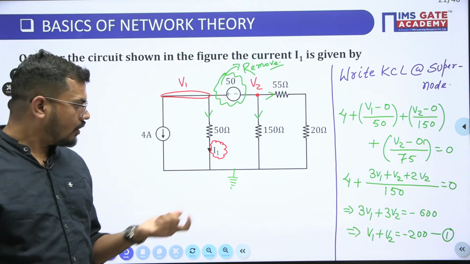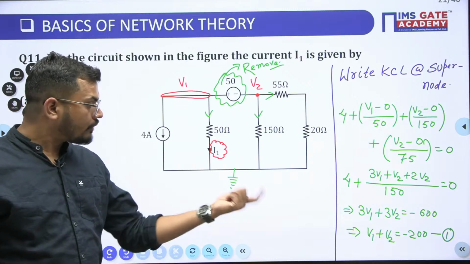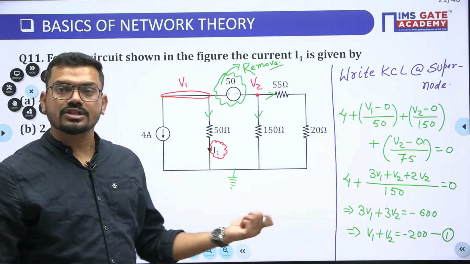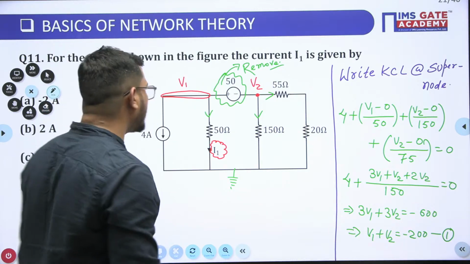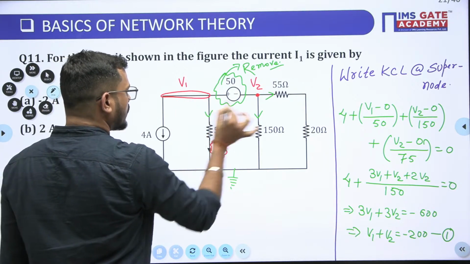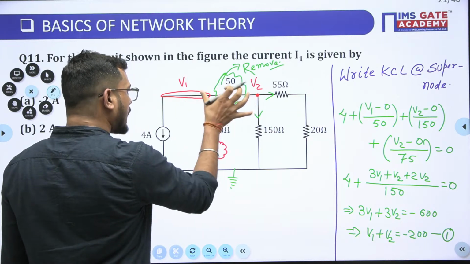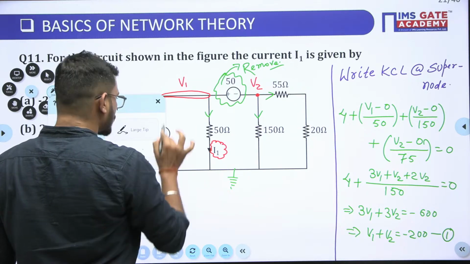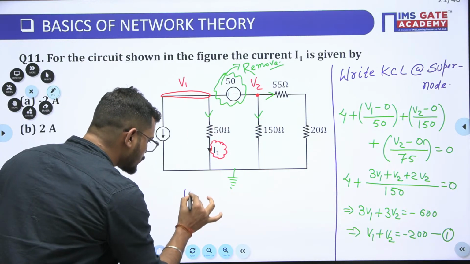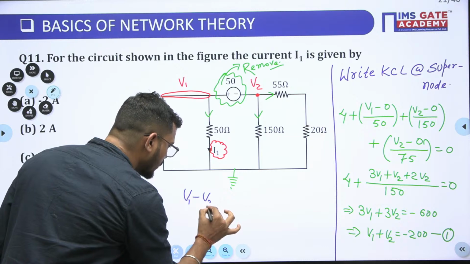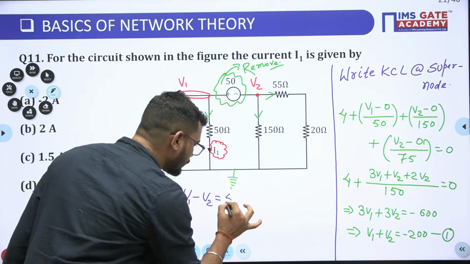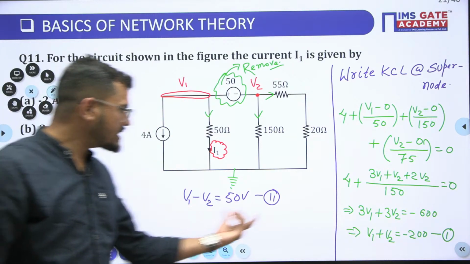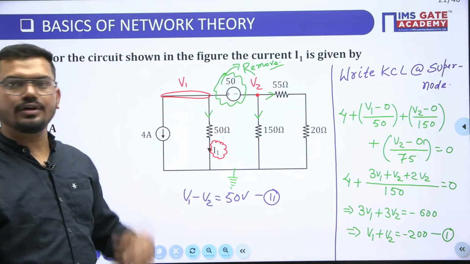Now, as we have two variables, to find them we should have two equations. From where do we get the second equation? Here, as you can see, this is voltage V1 and this is voltage V2. Just by applying KVL we can easily write the voltage equation. So V1 minus V2, this difference is nothing but 50 volts. Is it correct, yes or no? From this and this we can find the values of V1 and V2, guys.